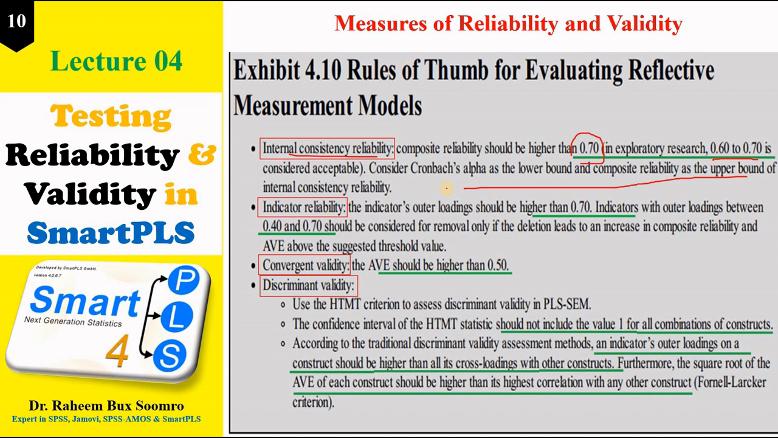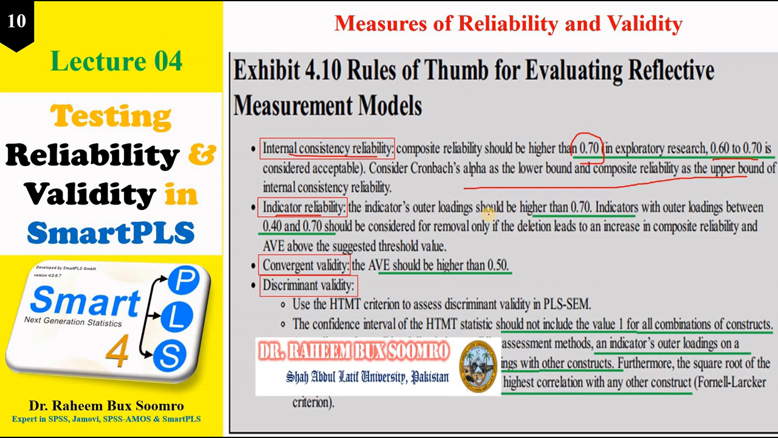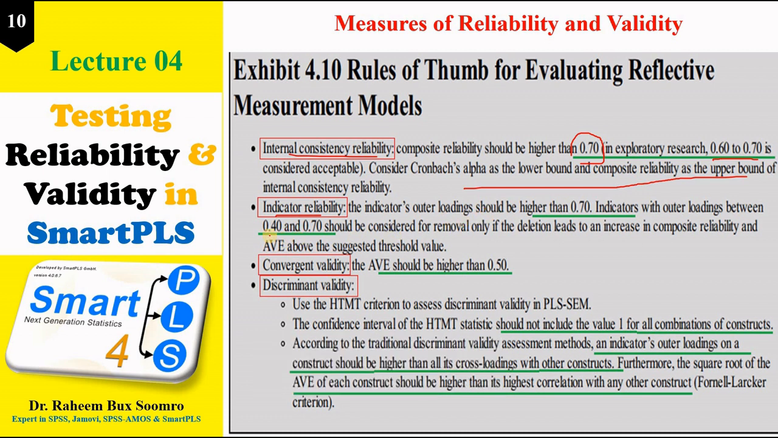That means the composite reliability, as well as Cronbach's alpha, are both basically measuring the reliability of an instrument. Another tool to measure reliability is the indicator reliability. The indicator's contribution in its relevant construct should be 0.708 or higher. Even though, if the loading is between 0.4 and 0.7, it should be considered for removal if the deletion leads to an increase in the composite reliability and the AVE.